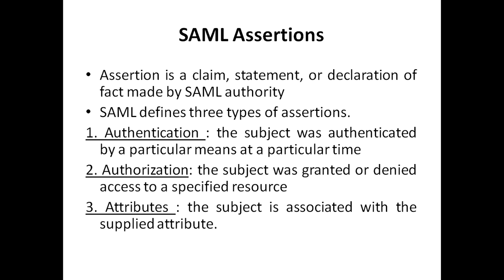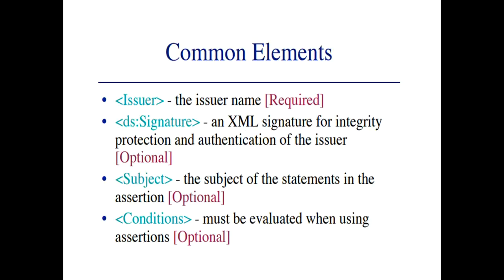Then attributes. The subject is associated with the supplied attributes. It is an assertion by the identity provider that the value of an attribute A for a principal C is a lowercase a. So these are the three different types of assertions.